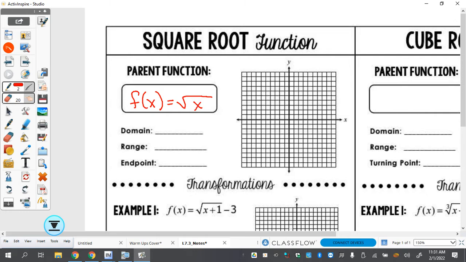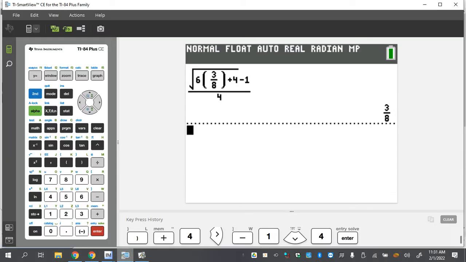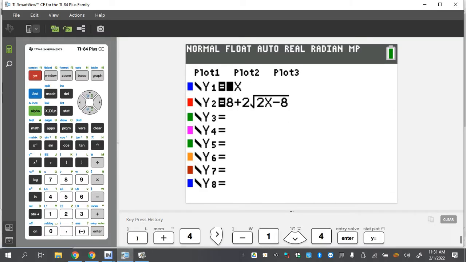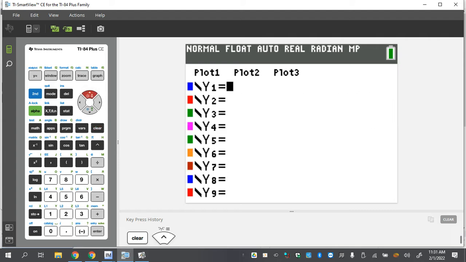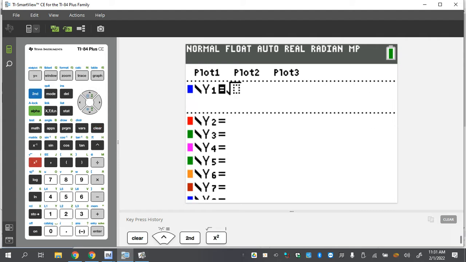So our parent function for our square root is simply f of x equals the square root of x. That's the most basic form of the square root function that we can get. So let's go into our calculator. Clear that out. Second x squared to get me my square root of x.